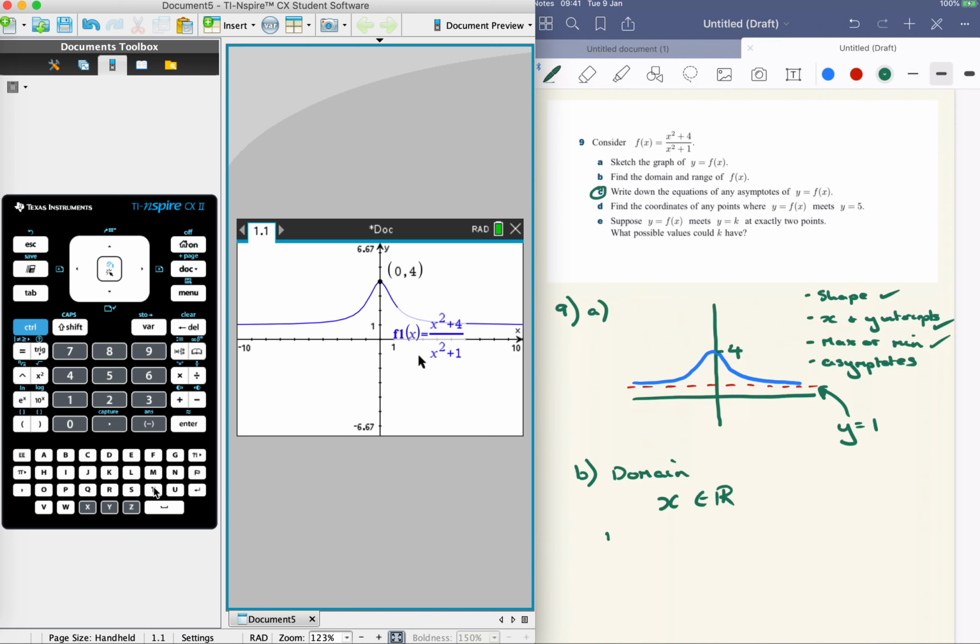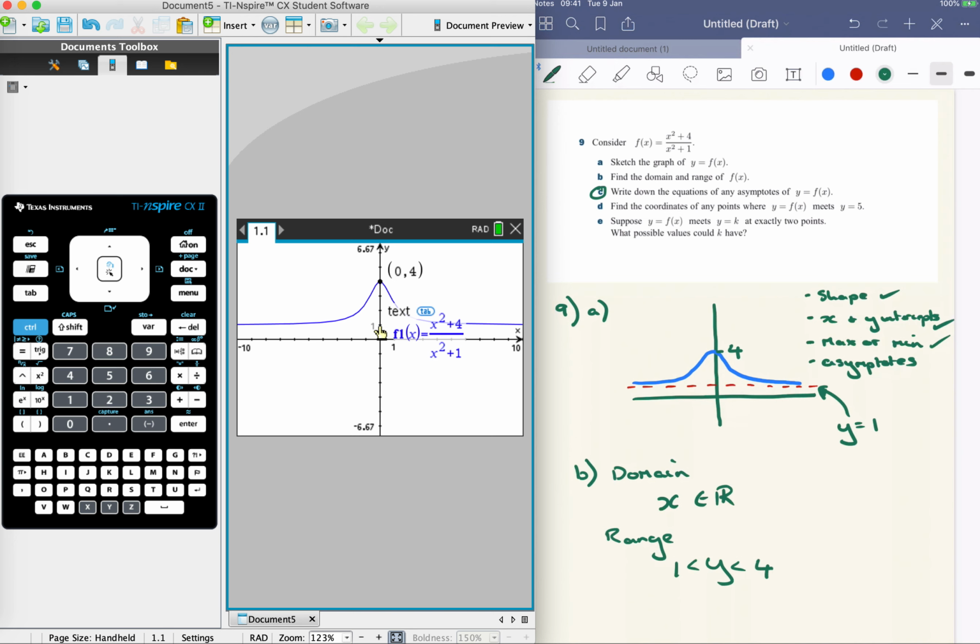Now my range is going to be an interesting one. My range are what y values that I can take on here. So I can see that it goes up as high as 4, and I know that my asymptote is going down as low as 1. So it's between 1 and 4. So my y values are between 1 and 4.